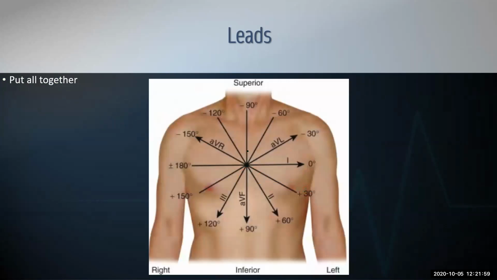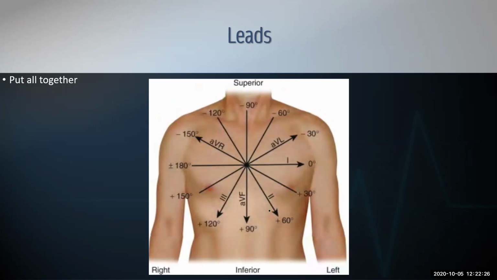Okay. So if we are putting all this information together, you'll see lead 1 is going to be right here at 0. Lead 2 is going to be at +60. Lead 3 is going to be at +120. aVR is going to be directly to the right side. You don't have to know these degrees. aVL is kind of important because of that -30 number, which we'll get to when it comes to axis generation and determination.